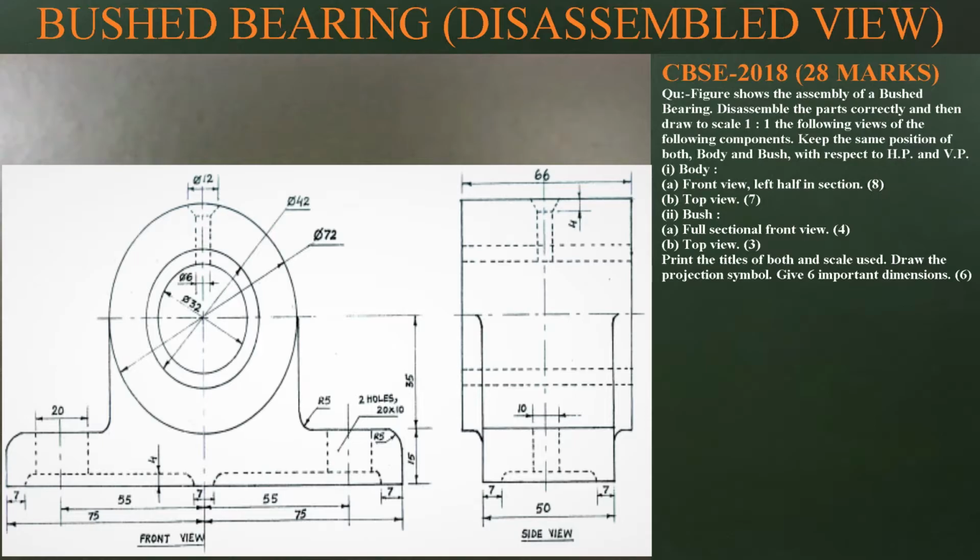Internal diameter of the bush is 32, external diameter of the bush is 42, and the diameter of the outer cylindrical part of the body is 72. Then for the oil hole, upper diameter 12, lower diameter 6, and the height of this frustum-like structure is 4, so from the upper end 4. And last, the width of the base is 50 and the width of the cylindrical portion is 66.